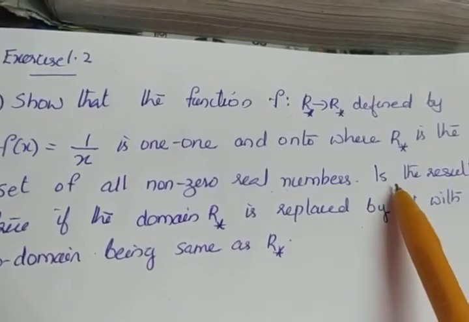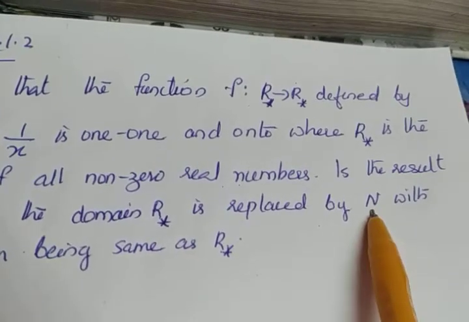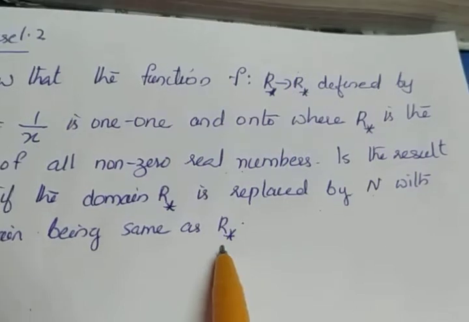Again, the second question is: is the result true if the domain R star is replaced by N? N means natural numbers, with the codomain being R star.